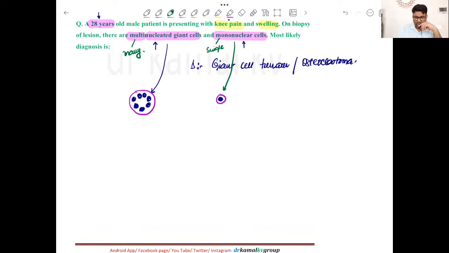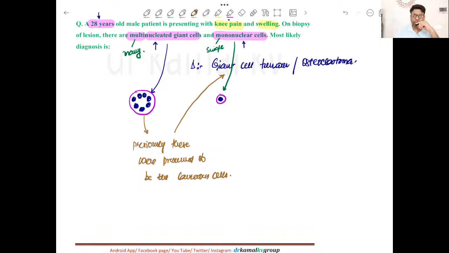And in older times, previously, these were presumed to be the cancerous cells, okay? Clear? And therefore, this was the nomenclature based on that histological picture. So they thought that these multinucleated giant cells are the tumor cells, and therefore they gave this term giant cell tumor, and it was presumed that they might have some osteoclast-like activity, so they called it osteoclastoma. But later on, it was realized that these were not the tumor cells, these are the real or actual tumor cells.